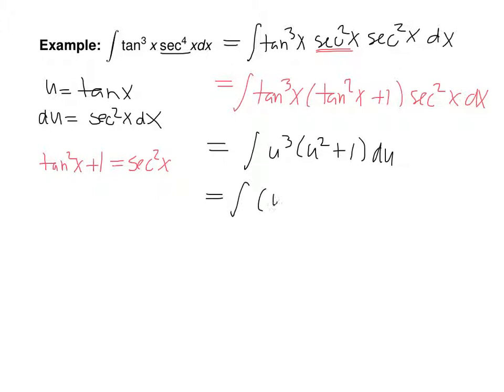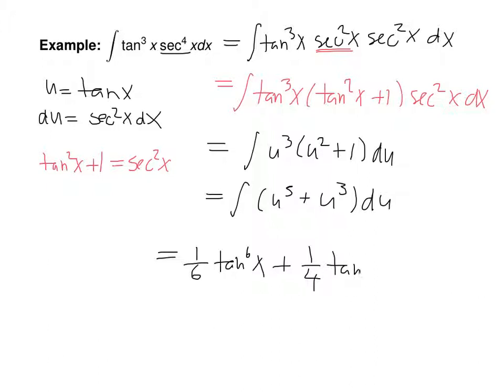It's the integral of u to the fifth plus u cubed du. So we'll have 1/6 u to the sixth plus 1/4 u to the fourth. My u is tangent, so 1/6 tan to the sixth x plus 1/4 tan to the fourth x plus c.